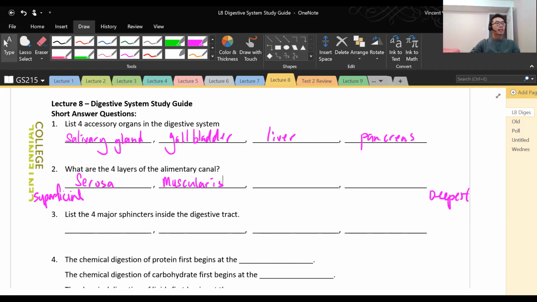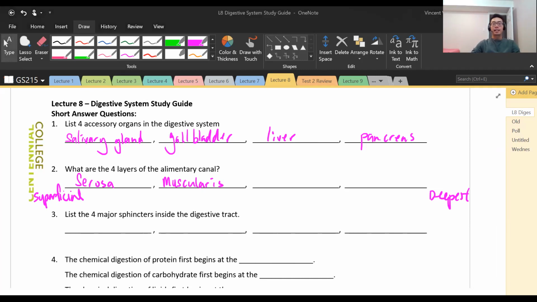The stomach, though, has an additional layer called the oblique layer. Oblique means diagonal, and that allows the twisting motion, which is what we want, because the twisting motion can help mix with the food.